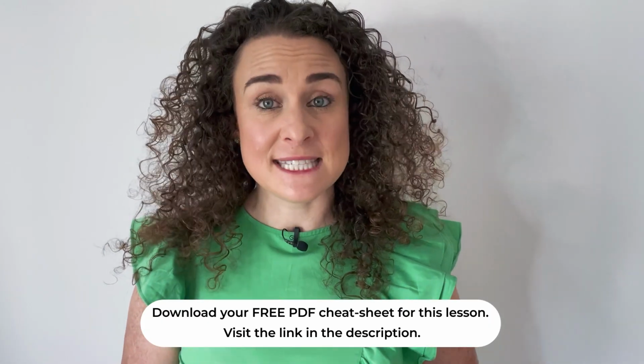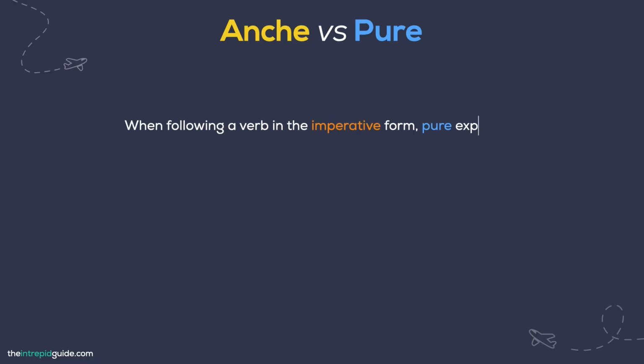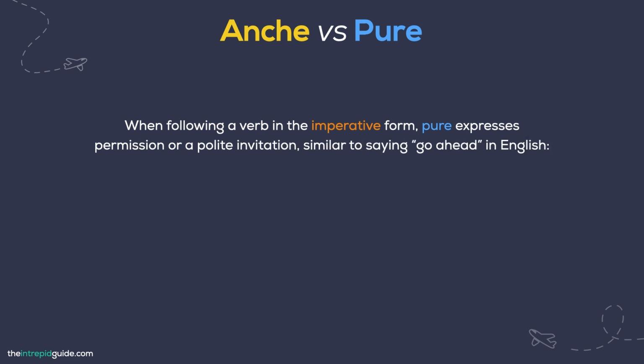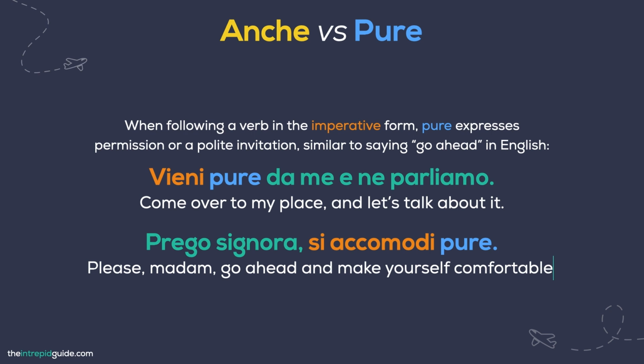Now there are instances where pure cannot be used as a synonym for anche because it conveys completely different meanings. For example, when following a verb in the imperative form, pure expresses permission or a polite invitation, similar to saying go ahead in English. For example, Vieni pure da me e ne parliamo. Come over to my place and let's talk about it. Prego, signora, si accomodi pure. Please, madam, go ahead and make yourself comfortable.